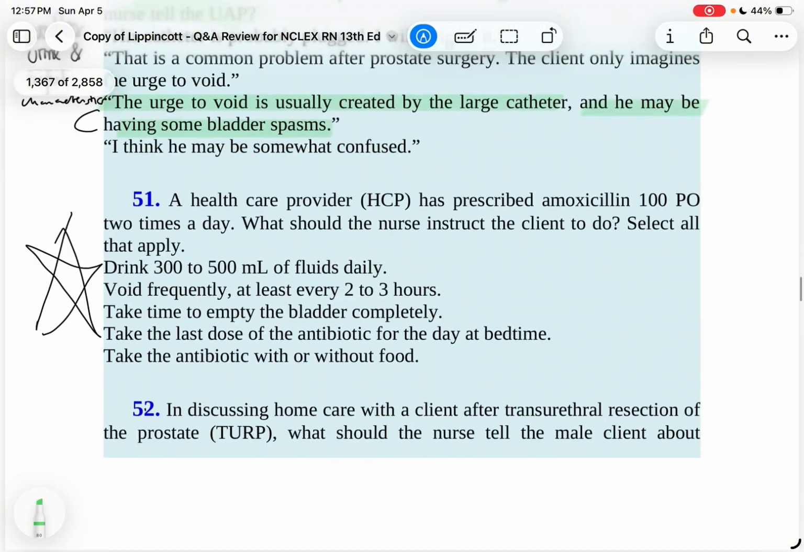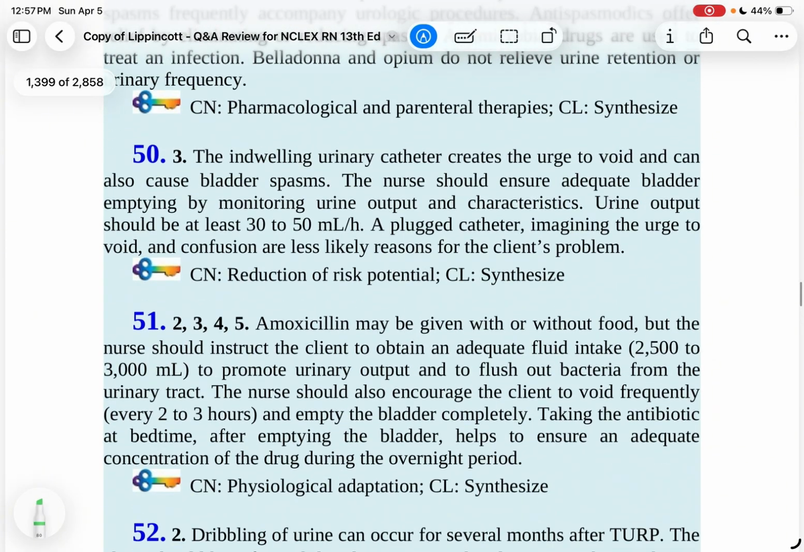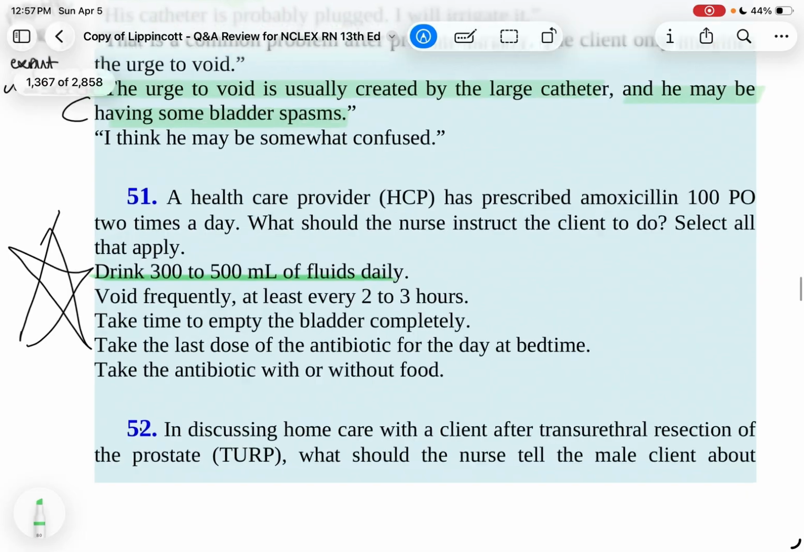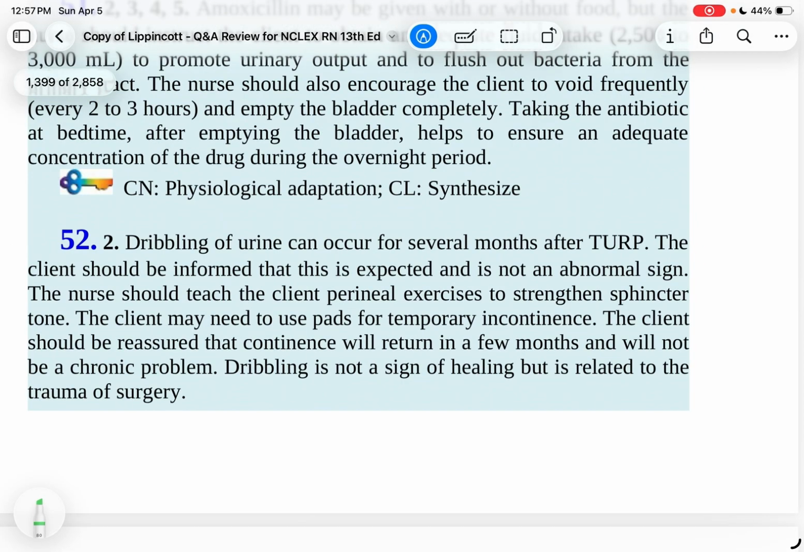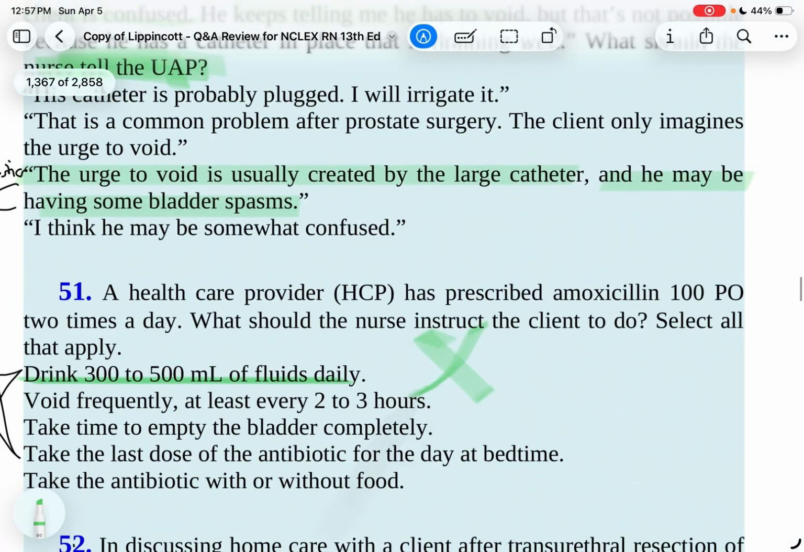A healthcare provider has prescribed amoxicillin PO 2 times a day. What should the nurse instruct the client to do? Drink the water, void frequently. The answer here says nothing about drinking fluids, because to promote output it should be 2,500 to 3,000 ml, not 500 ml. That is too little, so this option is wrong.